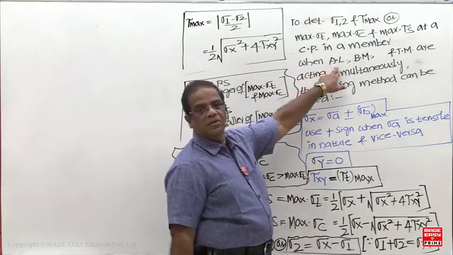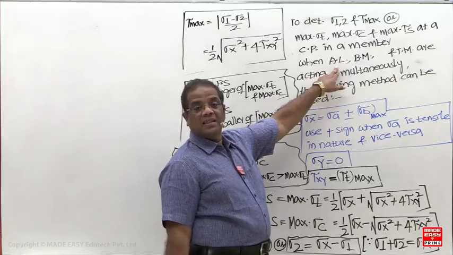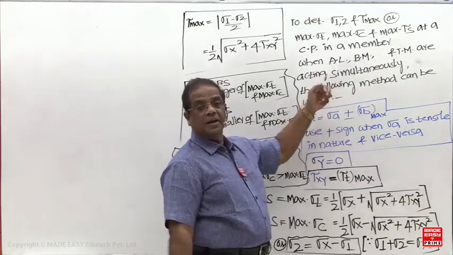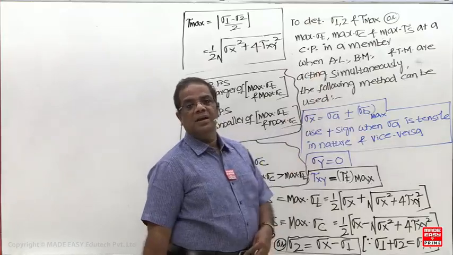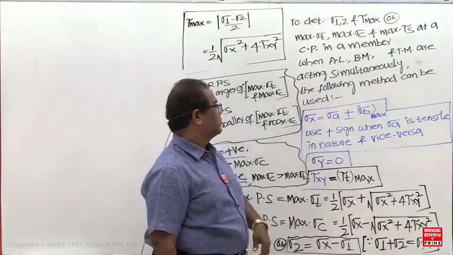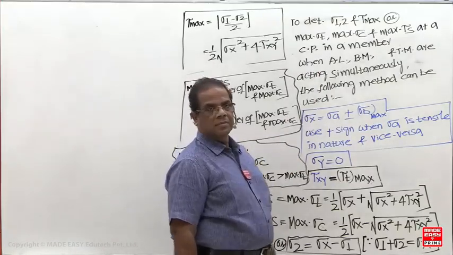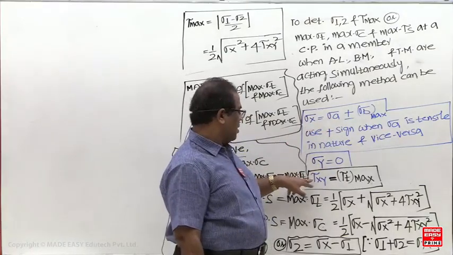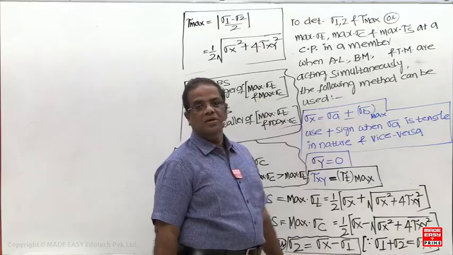Suppose axial load is 0. If axial load is 0, what happens now? This will become 0. Yesterday I had done a bending moment and twisting moment case. If axial load is 0, directly you are going to get sigma x equal to sigma b max and tau x equal to tau max. That only you take now.